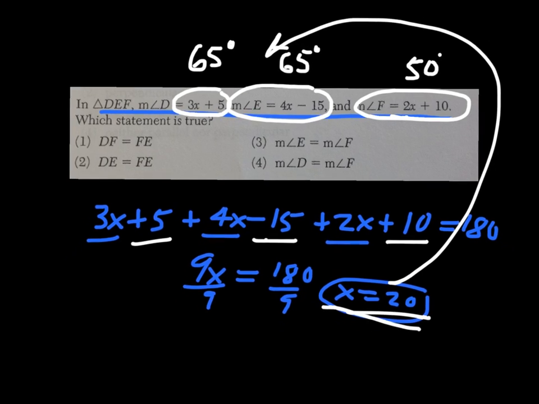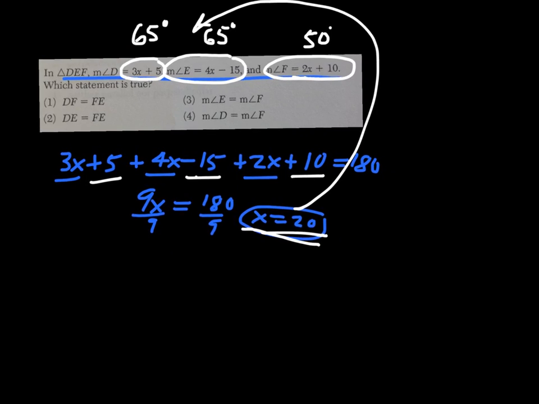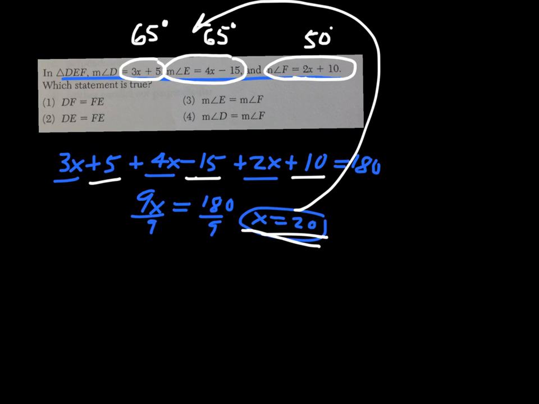Now they're asking me some other questions about the result. So it says, which statement would have to be true? Well, D and F aren't the same. E and F are not the same. So it's down to choice 1 or 2. So now it probably makes sense to draw a picture of it and try to draw it as accurately as possible.